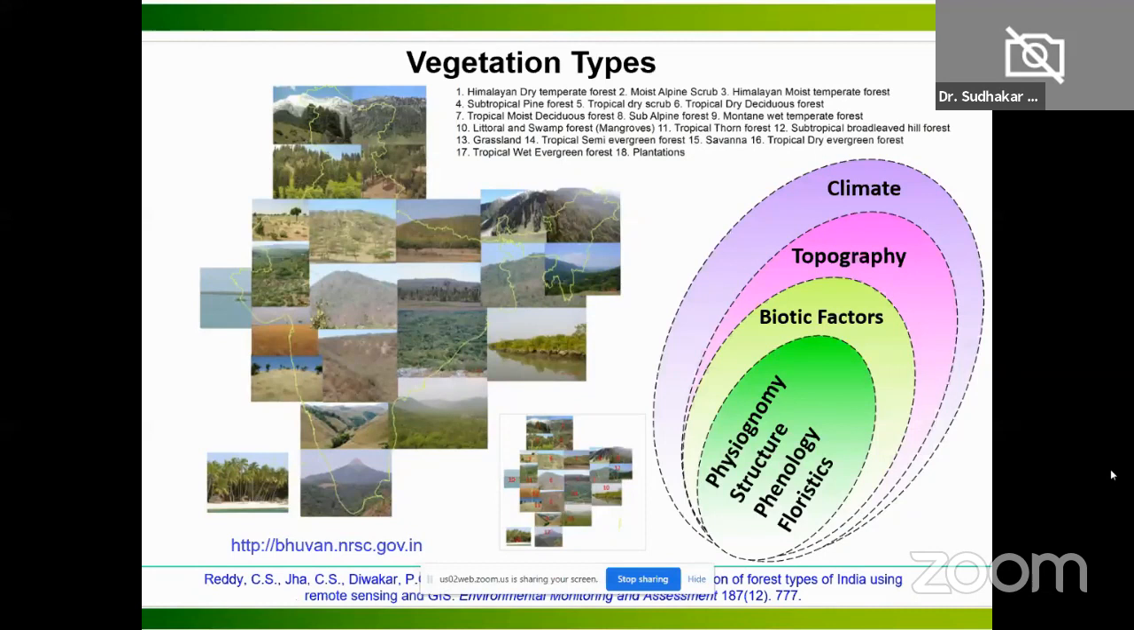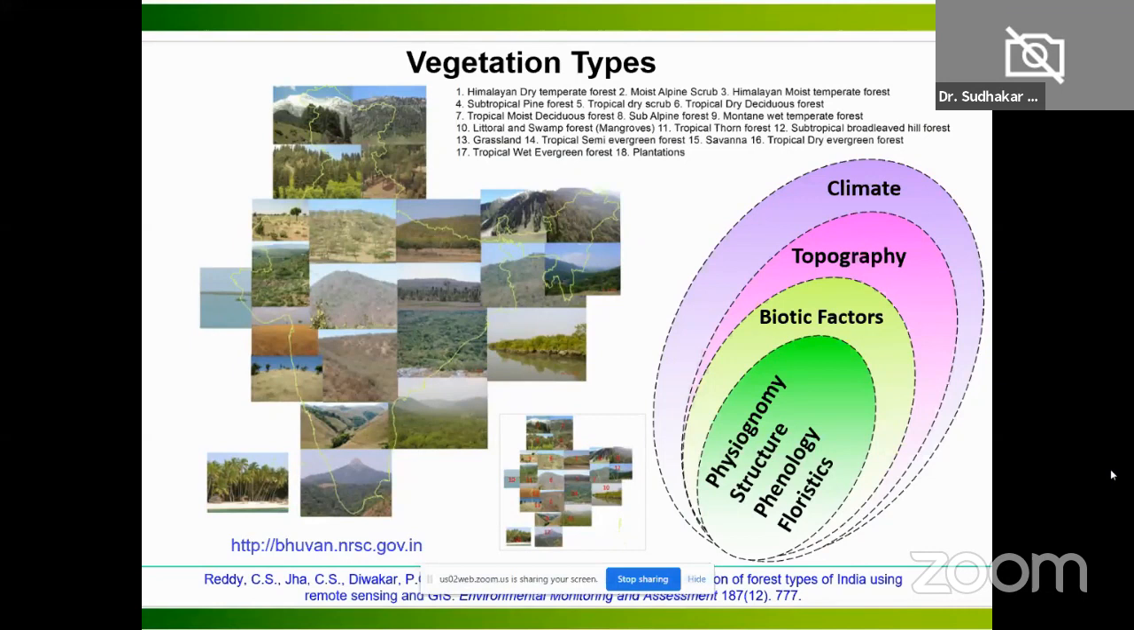Then the second application of remote sensing is the mapping of vegetation types and land cover. We know that India is a mega biodiversity country. So we don't have a very primary database on the distribution of vegetation types. And if you do it through conventional methods like floristic studies and phytosociological studies, it takes many years to make a precise assessment of the distribution of the forest types in India.